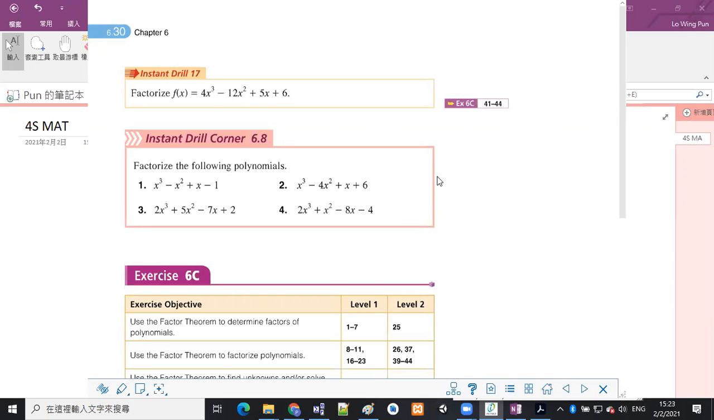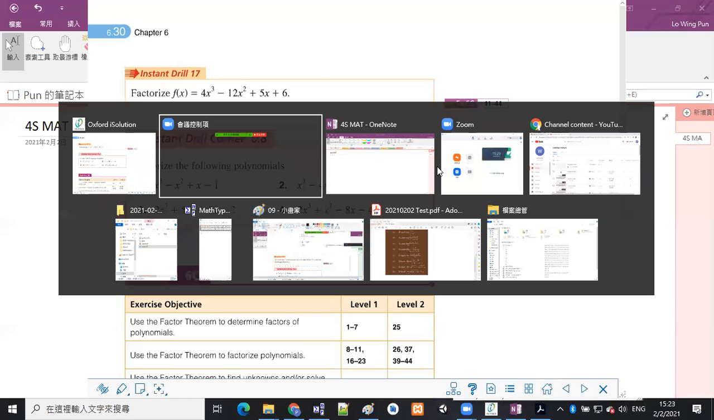So today we are going to do a few more questions about factorization. Let's do instant drill number 17 together, and then do instant drill corner 6.8, in the first part of this lesson. And then for the second part of this lesson, we are going to do some level 2 questions from exercise 6C. So now I'm going to do instant drill number 17 with you together, and then you will do instant drill corner 6.8.